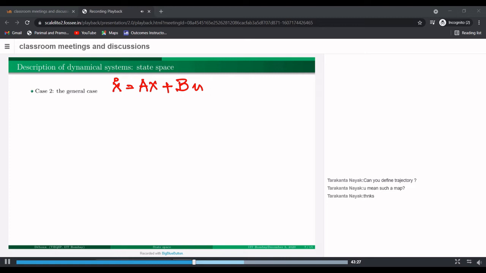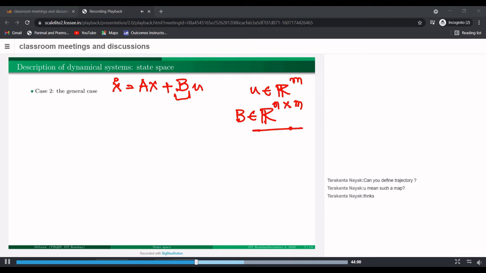In fact, I can tell you right away what should be the size of B. If there are multiple inputs, then B should be of proper size. So if there are m inputs, if u is a vector in Rm for all time, then B must necessarily be a matrix of size n cross m. Okay, thank you, Dr. Rajat.